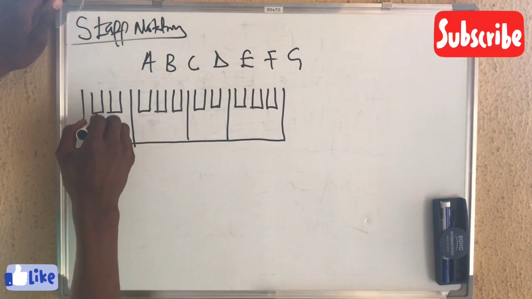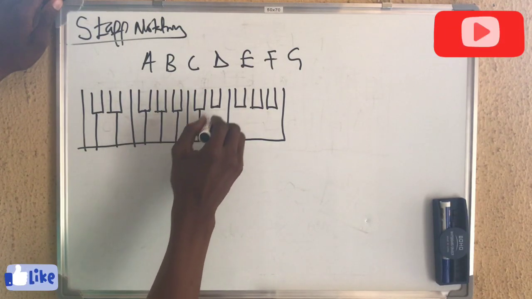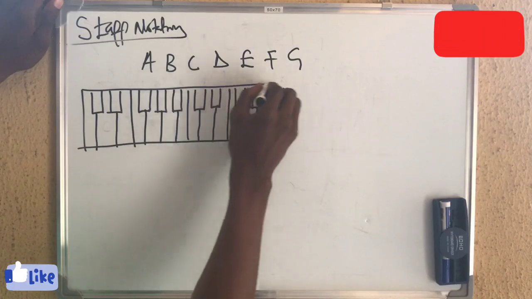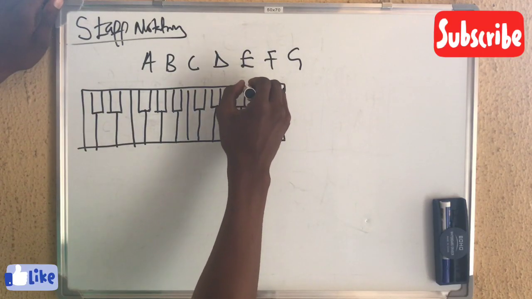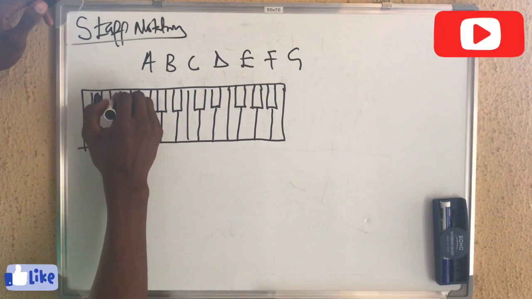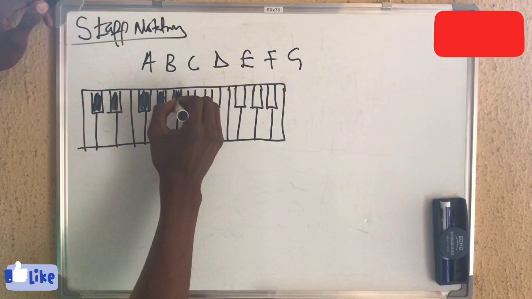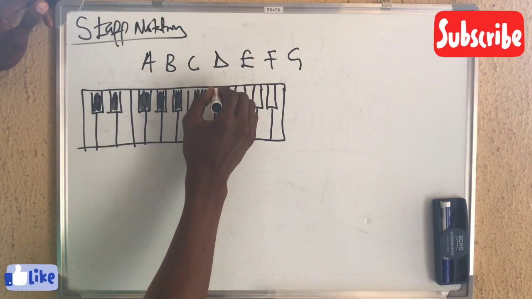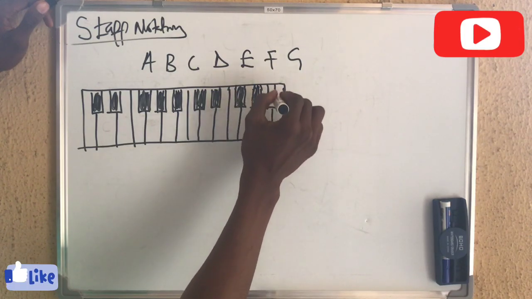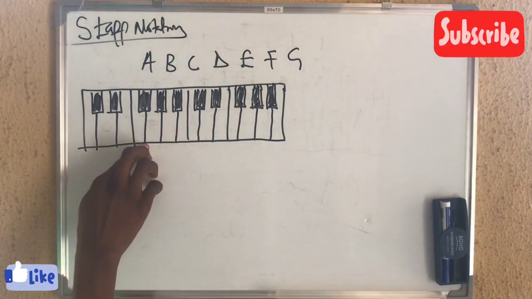I've just drawn a 2-octave keyboard. I don't love this video to be too long. So these are the black notes. As you can see, these are the black notes, and guess what? It really looks like a real keyboard.